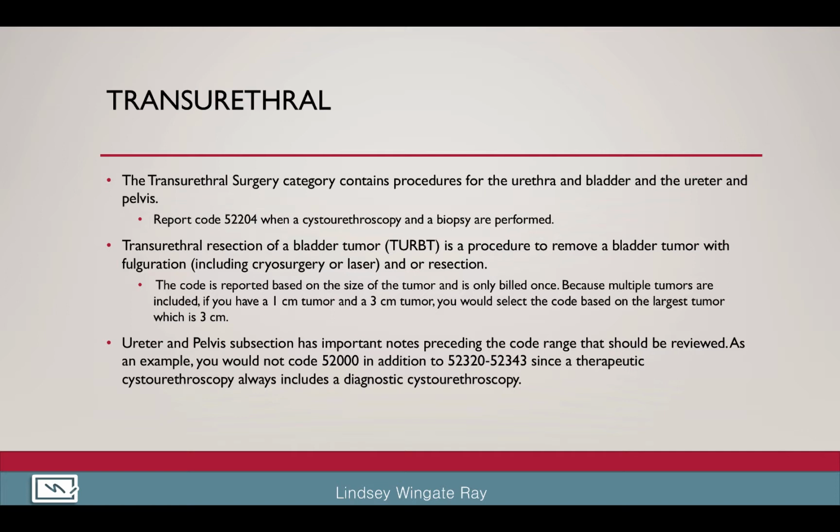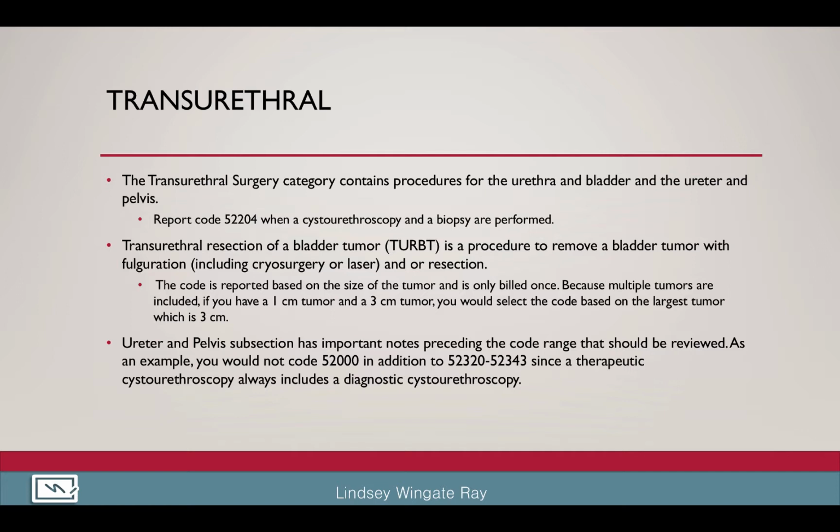Report 52204 when a cystourethroscopy and a biopsy are performed. Cystourethroscopy means cysto for bladder, urethro for urethra. Transurethral resection of a bladder tumor is called TURBT, T-U-R-B-T, and it is a procedure to remove a bladder tumor with fulguration and/or resection. The code is reported based on the size of the tumor and only billed once. Because multiple tumors are included, if you have a 1 centimeter tumor and a 3 centimeter tumor, you would select the code based on the largest tumor, which is 3 centimeters.